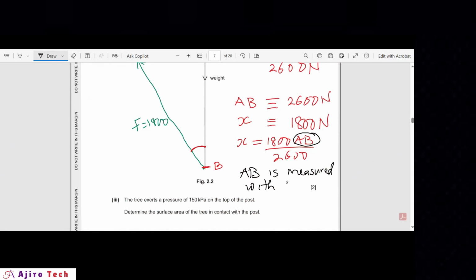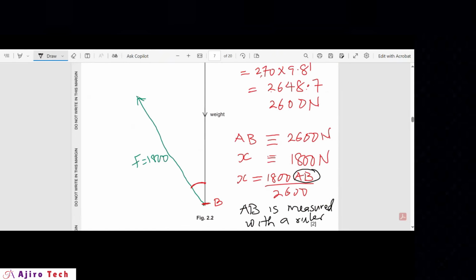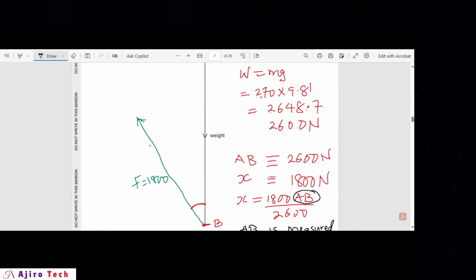So whatever you get, put it there. Just measure AB. Then look for X. Our X is telling me how long this line is going to be. This line is represented by X, the length of that line. So that's how to know how long.